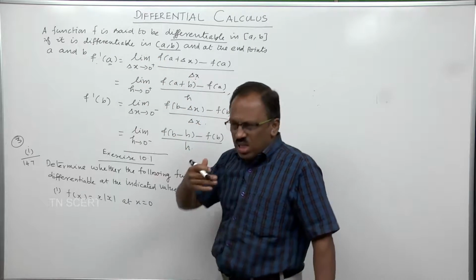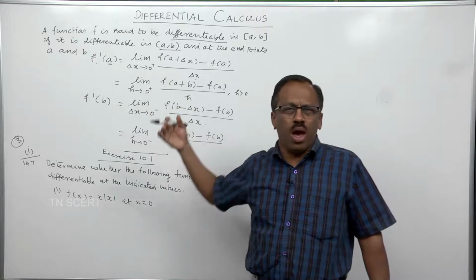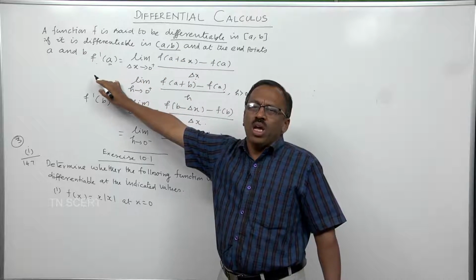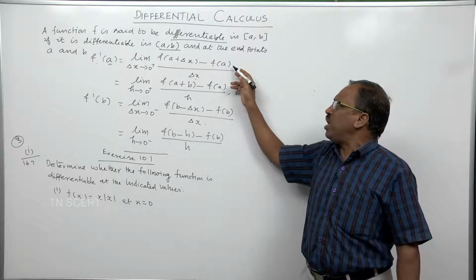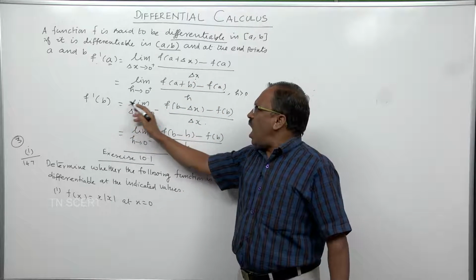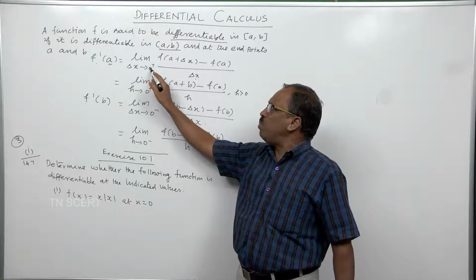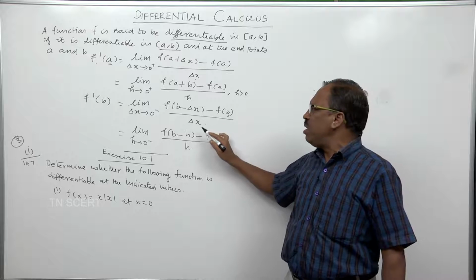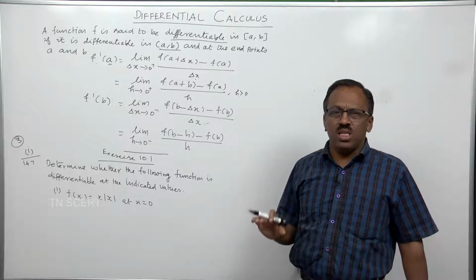So this is a definition. I just recall this one, because for this problem I need this definition. That is the reason why I have taken into consideration what differentiability is. For the lower part, f dash of a is the limit as delta x tends to 0 plus of f of a plus del x minus f of a by del x, and f dash of b is the limit as delta x tends to 0 minus of f of b minus del x minus f of b by del x. Remember that these two parts we have to consider here.